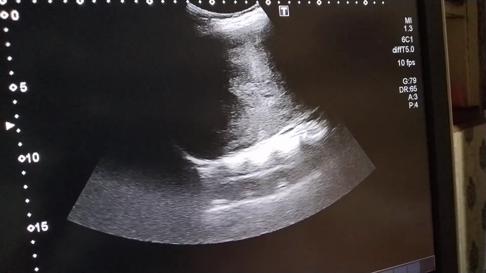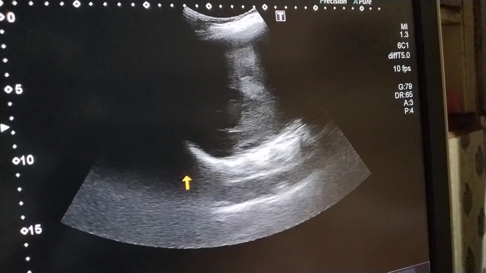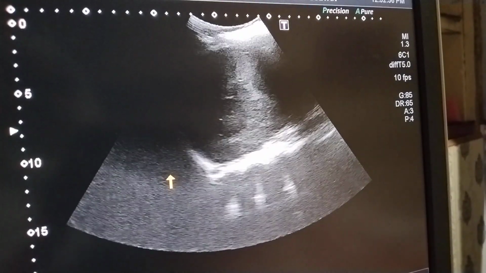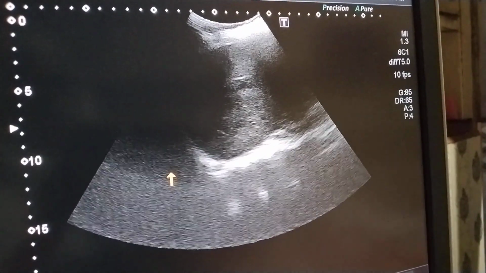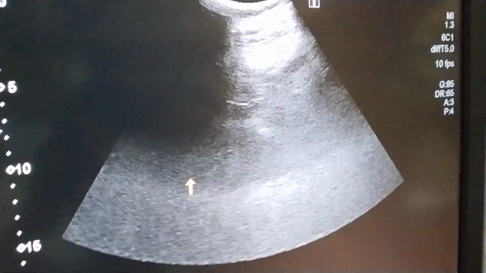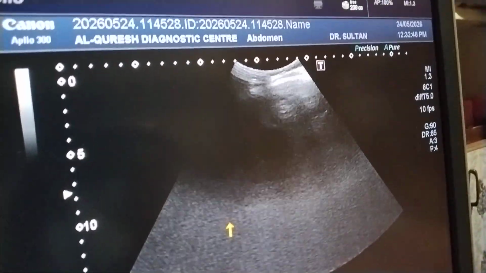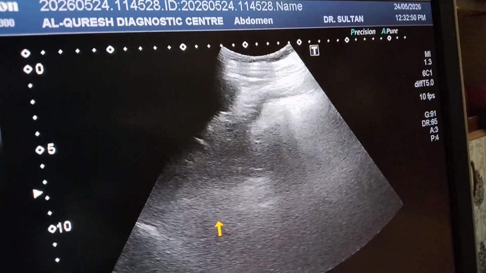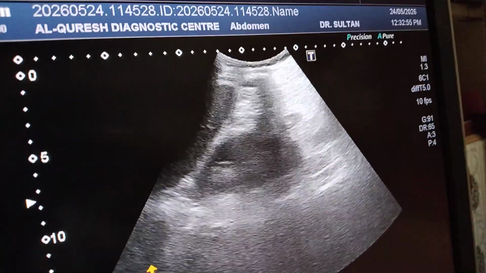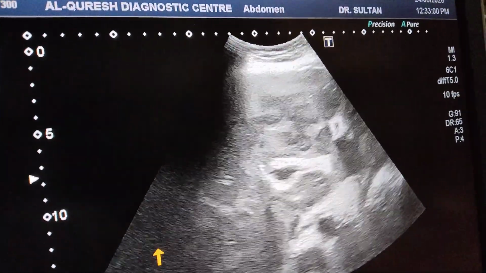Sorry, effusion is not present. This is the diaphragm and this is the right CP recess, costophrenic recess. No effusion is seen. And this is the left CP recess, no effusion. Kidneys are normal looking.